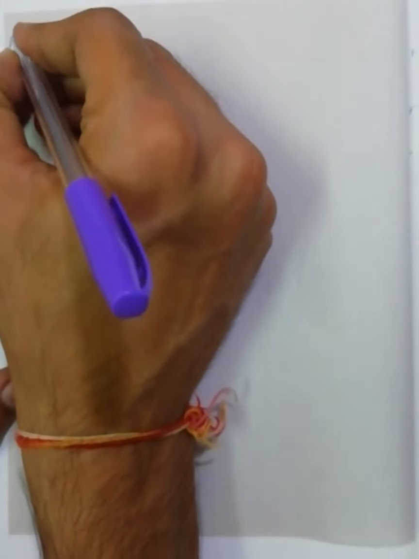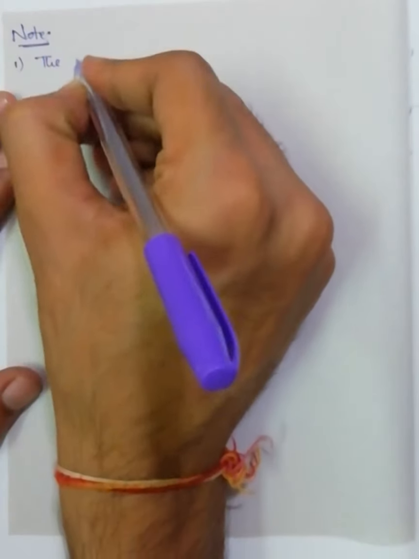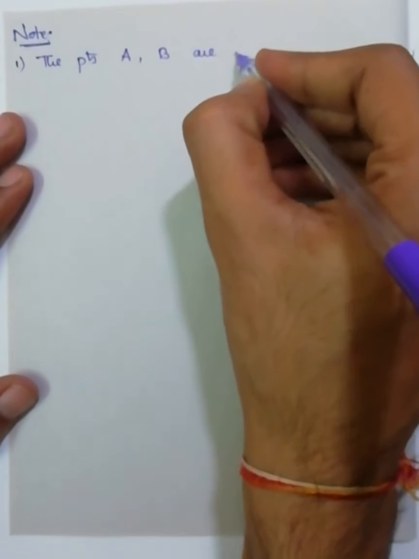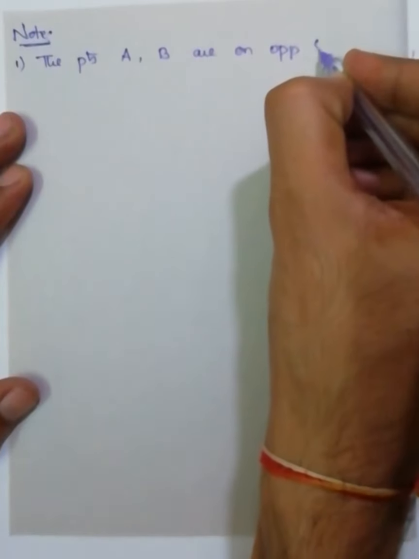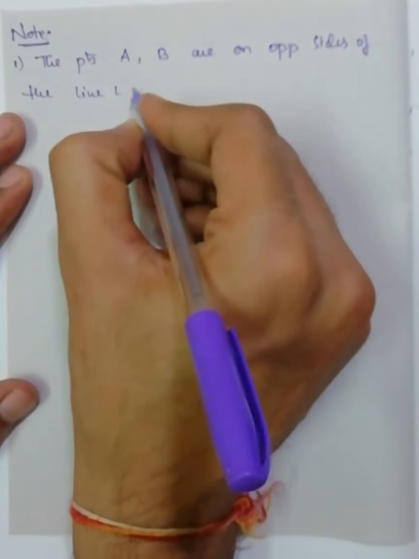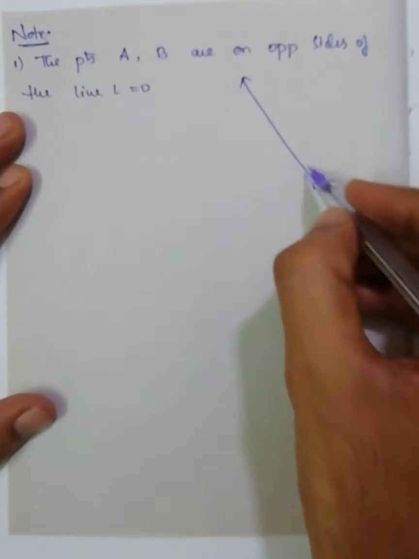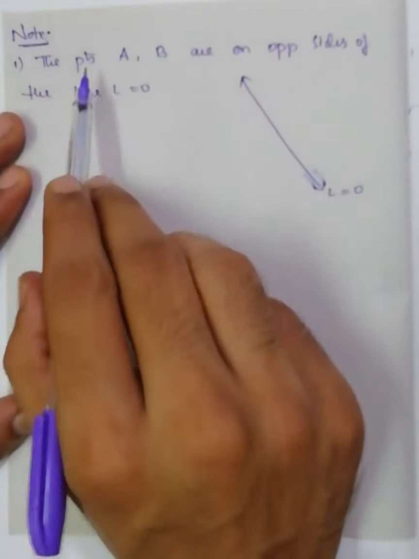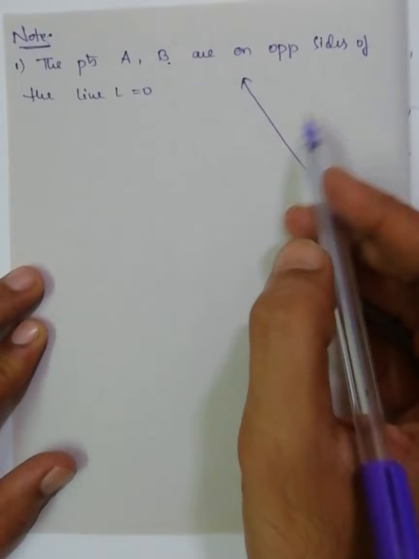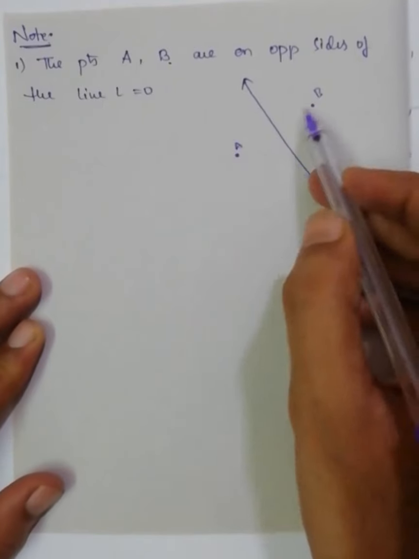So let us write a note. First one, the points capital A, capital B are on opposite sides of the line L is equal to 0. What does it mean? Let us take a line L. This is the line L is equal to 0. I am saying that the points A and B are on opposite sides. Opposite side means here it is a point A and here it is the point B. Means both are opposite to each other.